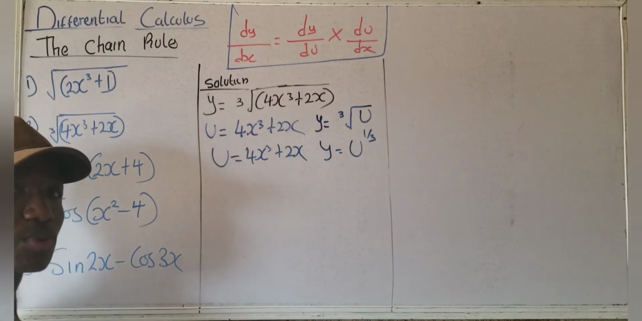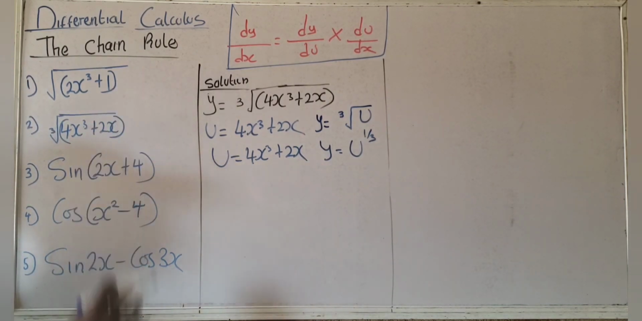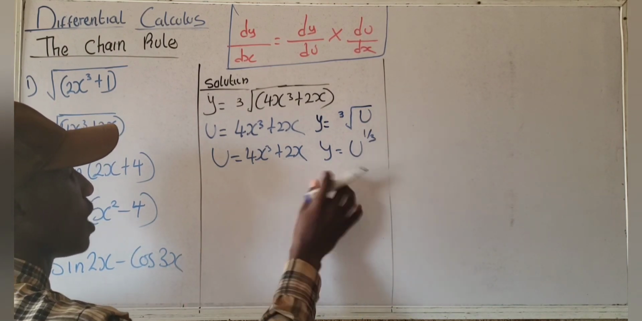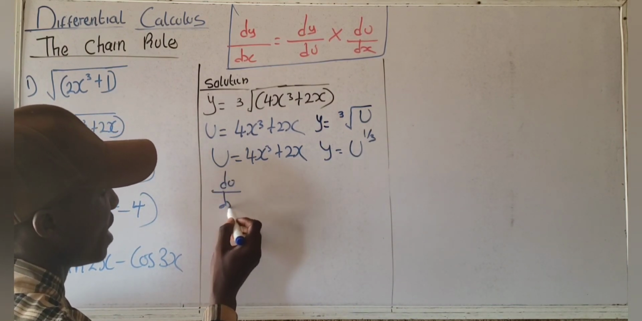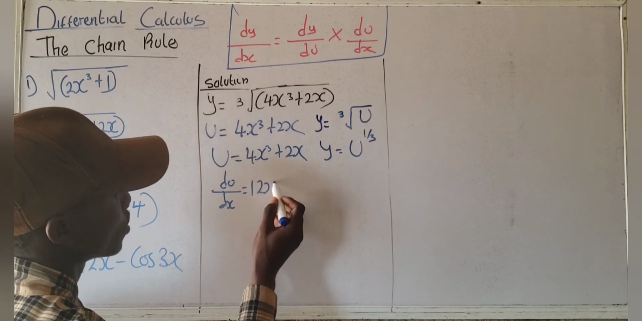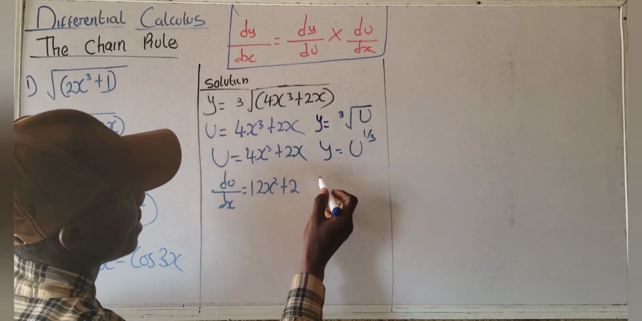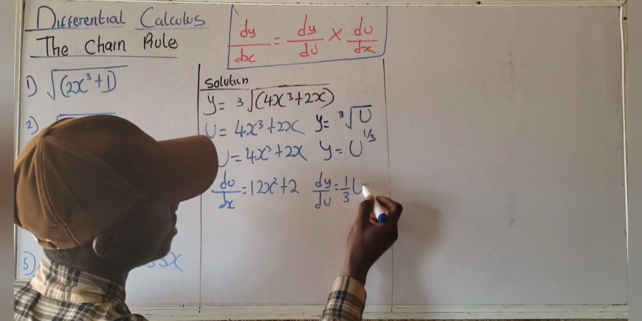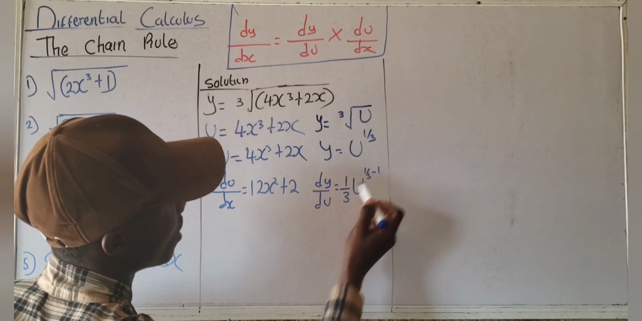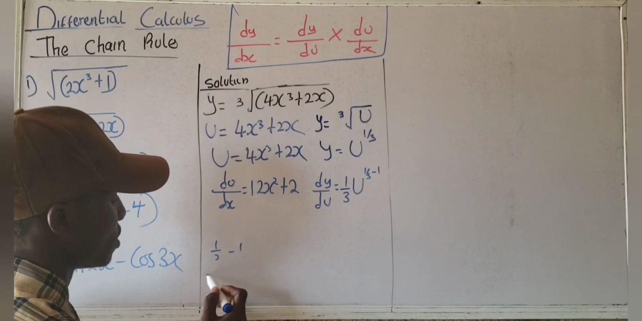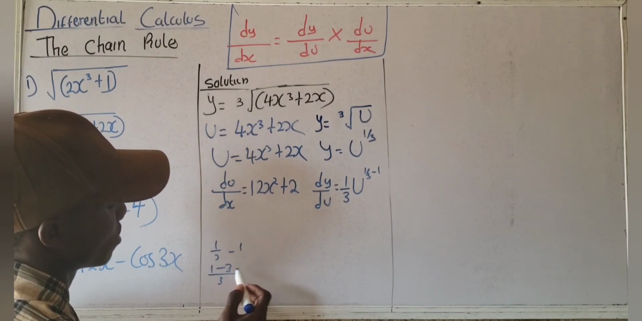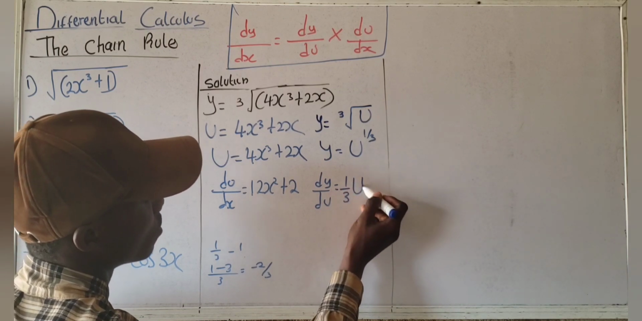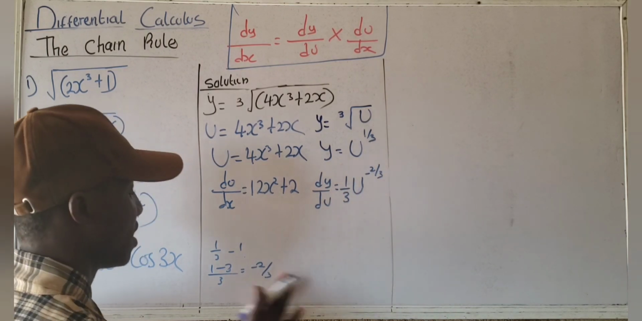Just like the approach that we used while solving the first question. Now, the next step is to take the derivative of both u and y. So du all over dx is equals to 12x squared plus 2. And dy all over du is equals to 1 over 3 multiplied by u raised to the power of 1 over 3 minus 1. 1 over 3 minus 1 is negative 2 over 3. So let us represent it as negative 2 all over 3.